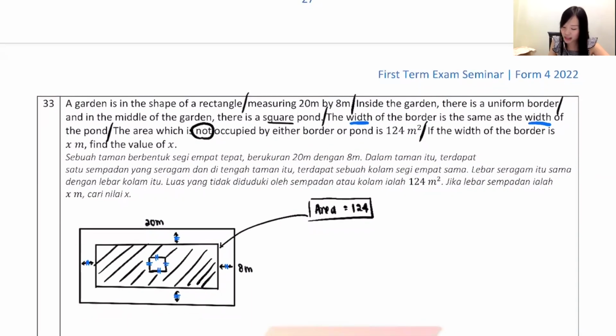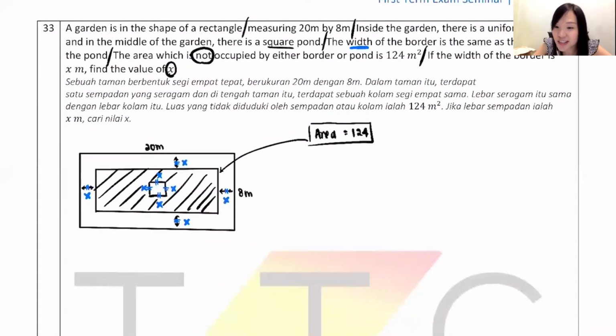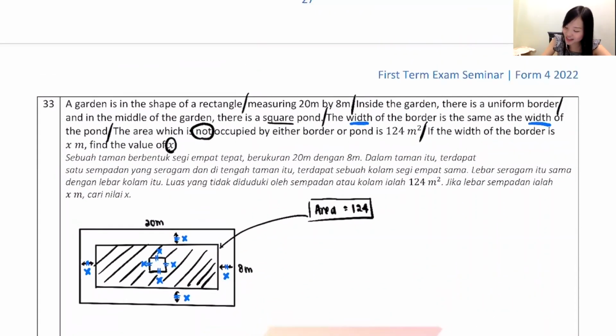Can, my dear? Next, if the width of the border is X meter. Oh, now they say the thickness of the border is actually called X. So where this is X, I put X, X, X, X, X, X, X, X. Okay, I try my best to write everything already. Then now they want to find the value of X. Cannot, my dear? So where is the border? Border is the frame, Alfred. Just now we keep saying, I say border is the side. That is the border, my dear. At the start, isn't it? That is what we read. Uniform border. Understand?